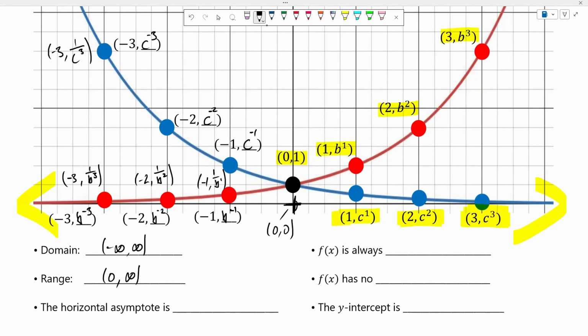Both of these graphs, as they stand, have horizontal asymptotes. Those horizontal asymptotes are y equals 0, always. Which means, since all of this is true, f of x is always going to be positive, and f of x has no x-intercepts. And notice that for both of them, the y-intercept, where it crosses the y-axis, is going to be 0, 1. It's going to be this magical point right here.